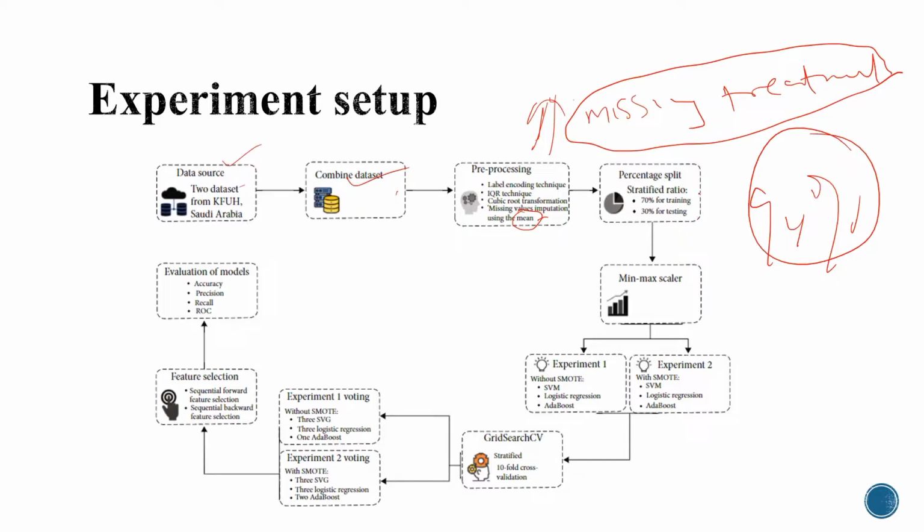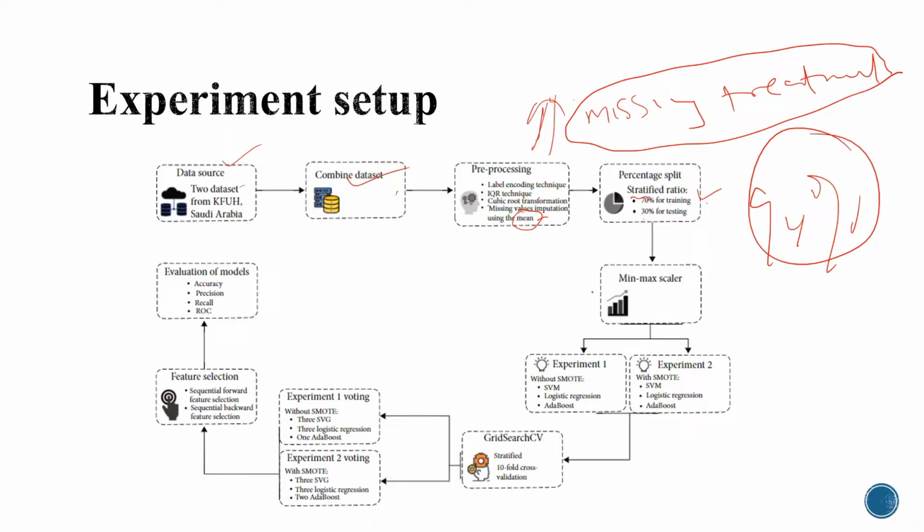So here, the percentage split is 70% for training and 30% for testing. I said this is very important, using the stratified ratio. Stratified ratio means the splits are done in such a way that the number of samples from each class is evenly distributed. So you don't want the majority to be in the training while the minority is in the testing for one particular class. This is what we call stratified sampling.